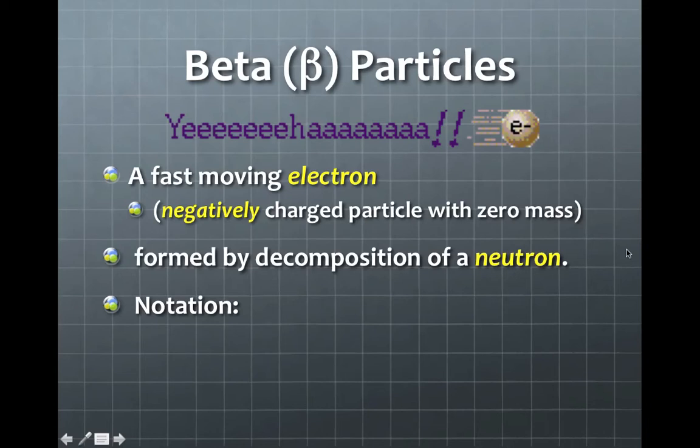Okay? So the notation is either an electron which has 0 mass and a -1 charge, or you can write a beta symbol, 0 and -1. Okay? Because beta and electron is technically the same thing. It just depends on whether you're talking about radiation, then all of a sudden it's a beta particle. But if you're talking about an atom, then all of a sudden you call it an electron.